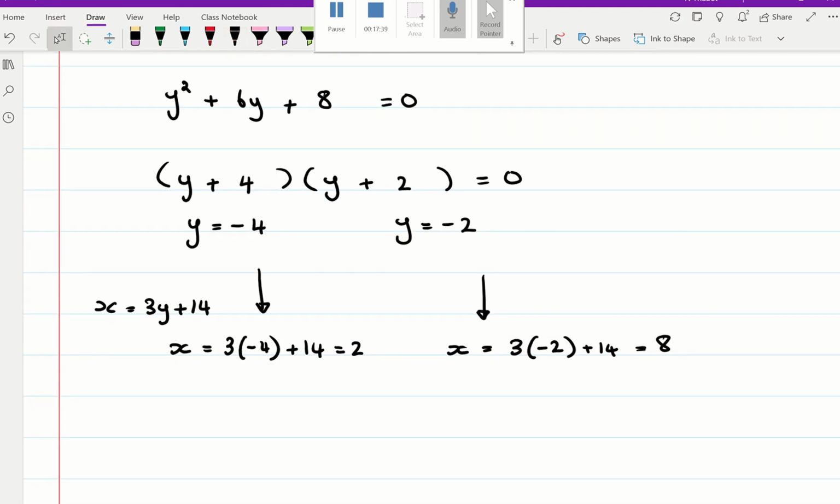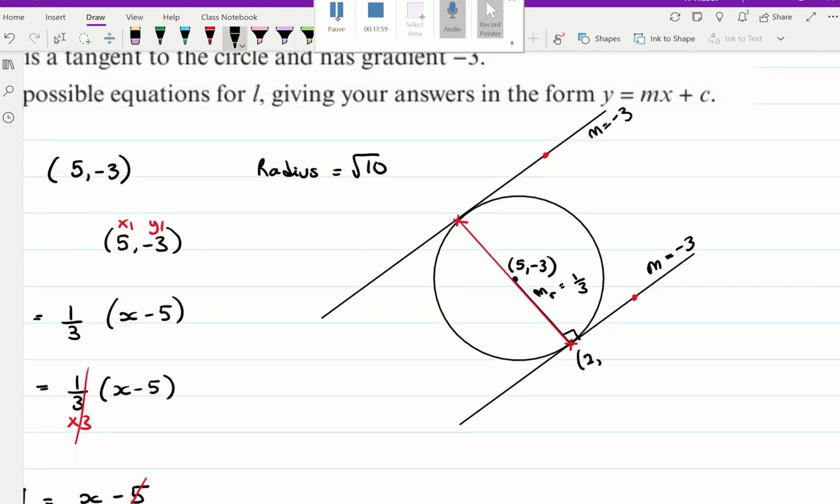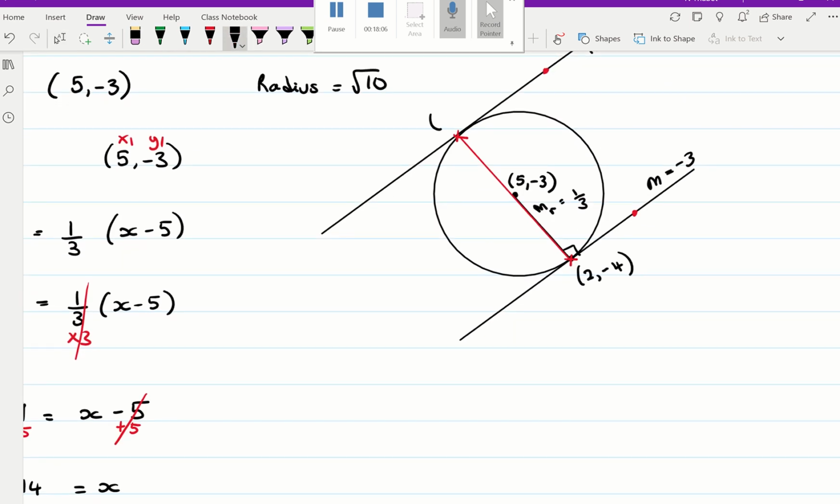And so my two coordinates are 2, negative 4. Remember, this is x, so that goes first. And I've got 8 and negative 2. So if I go back to my diagram, one of them is 2, negative 4. It really doesn't matter, it's just a sketch. 2, negative 4. And the other one, what was it? It was an 8, negative 2. So 8, negative 2.